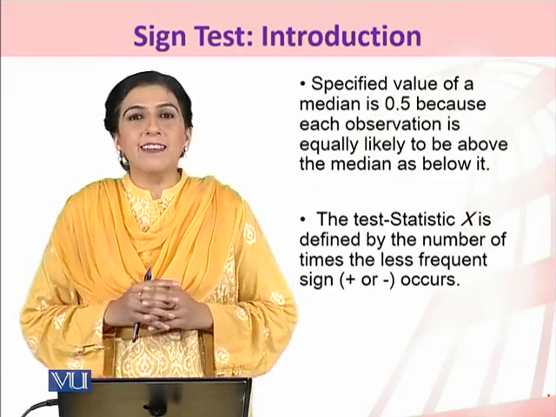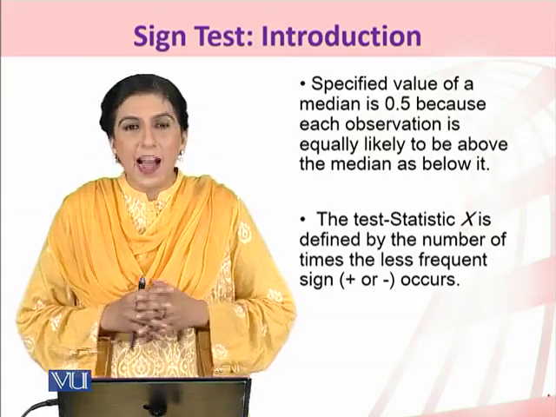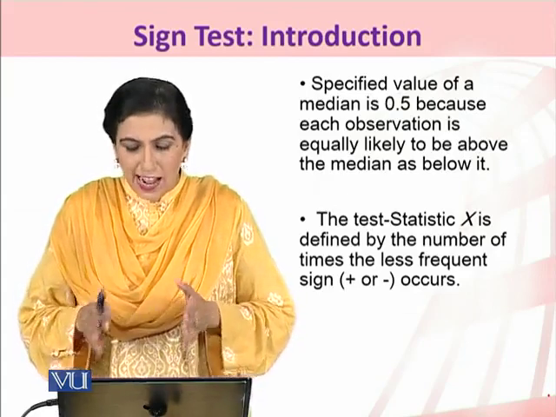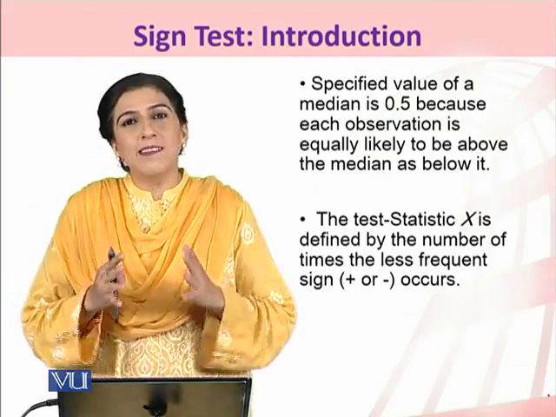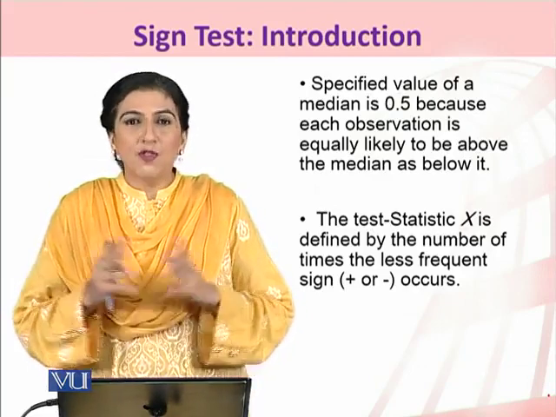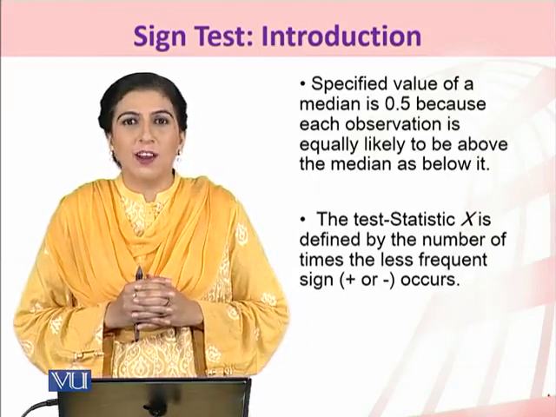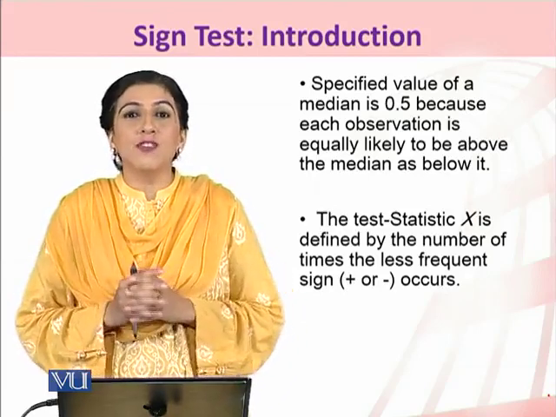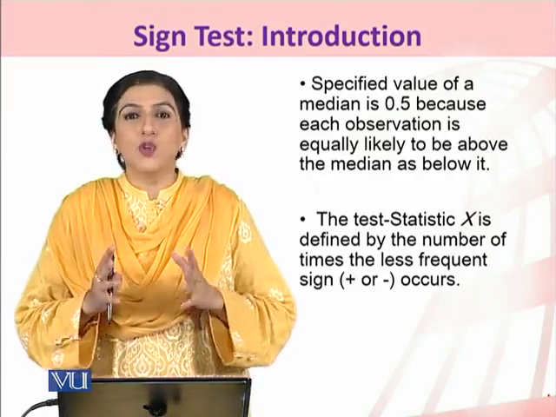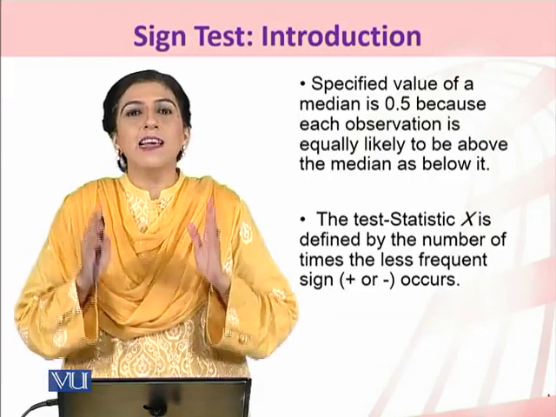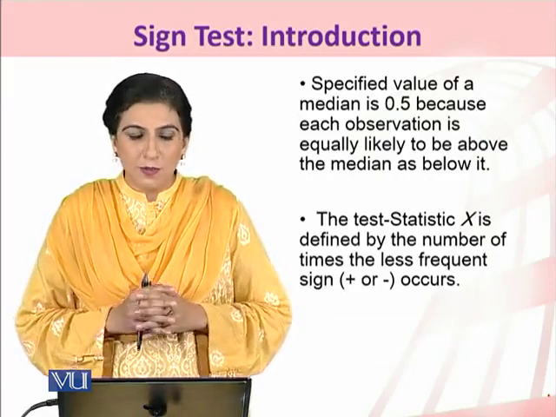So the test statistic, taken as X here, is defined by the number of times the less frequent sign occurs in comparison to the plus and minus sign. So students, if for example you have 10 plus signs in total for a data and 2 negative signs appear, then we will take 2 as the test statistic, because 2 is the lesser value as compared to the other value.